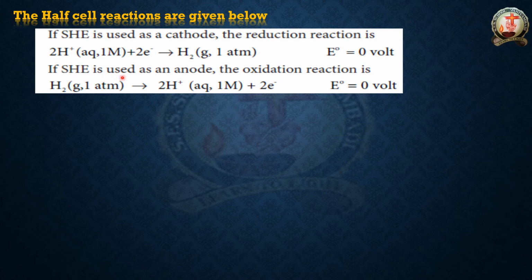Then if the SHE is used as an anode, what happens? H2 gas at 1 ATM is inserted, and we get 2H plus ions in aqueous medium. We get 2 electrons. See the value, 0 volt. So we can easily find out other chemical potentials with the help of the reference electrode, because we know that SHE is not producing any voltage difference. So finally we get the other electrode value.